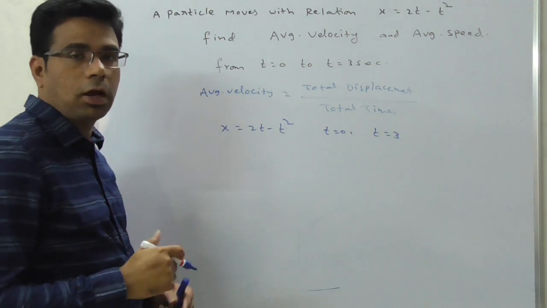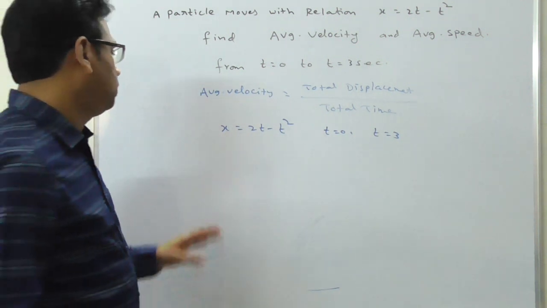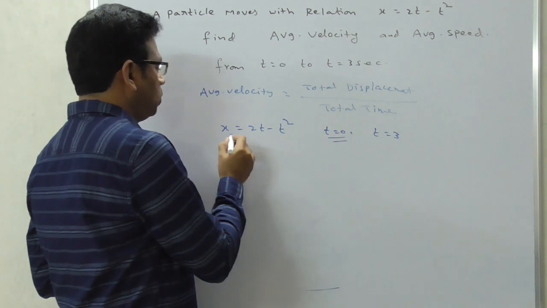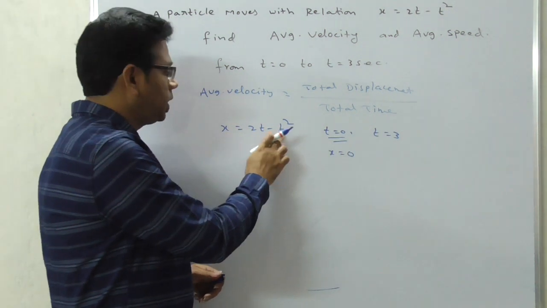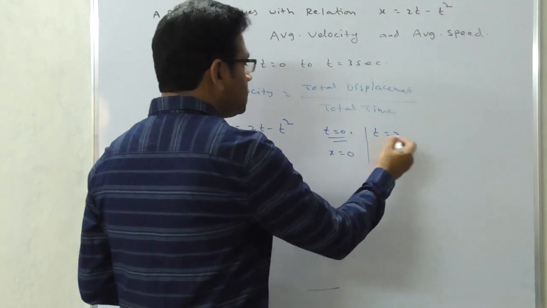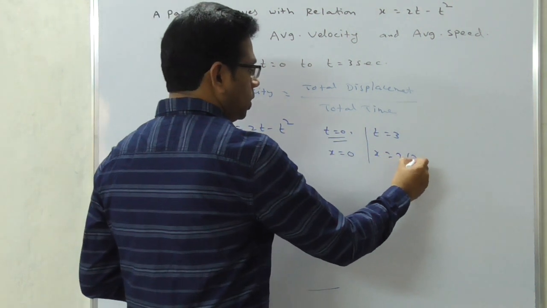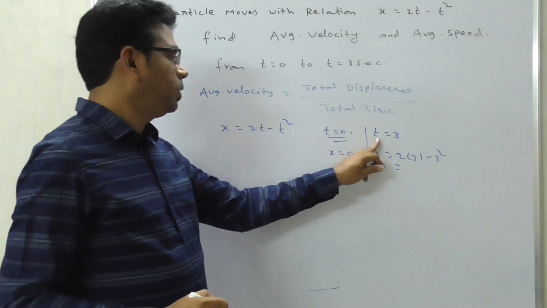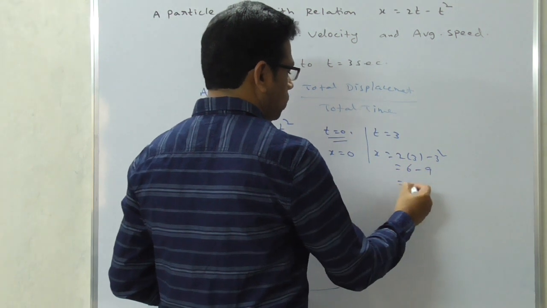First I am solving average velocity. How to calculate average velocity? First, try to get the position of the particle here. At t equal to 0, substitute 0 here, x is also 0. 2 into 0 is 0, minus 0 is 0. Therefore, at t equal 0, x is at 0. At t equal to 3, what is x? x is equal to 2 into 3 minus 3 square. In place of t, write the value 3. So we get x here: 6 minus 9 is equal to minus 3.